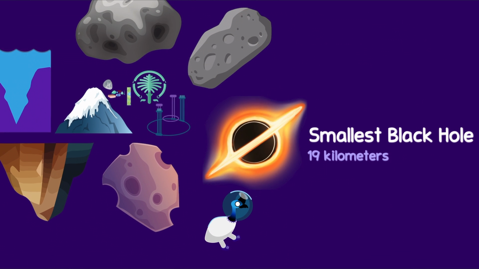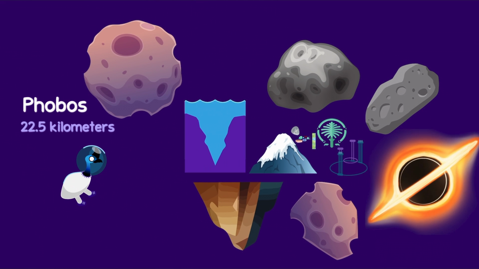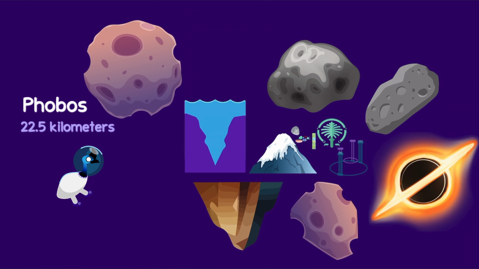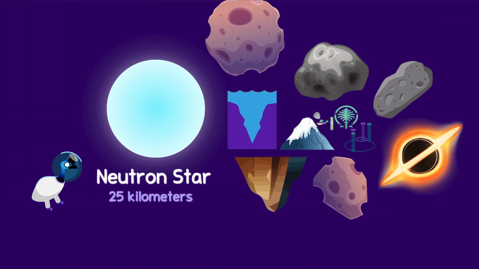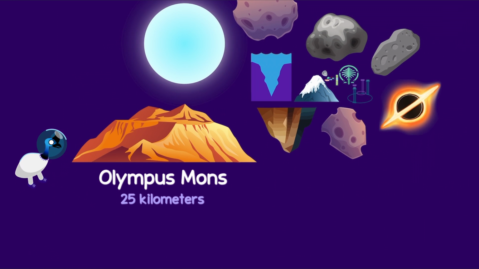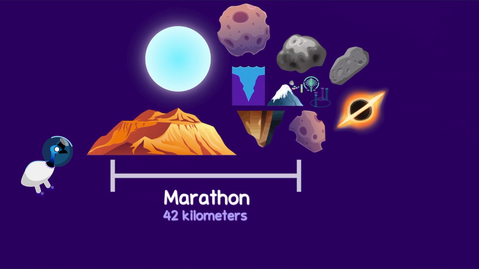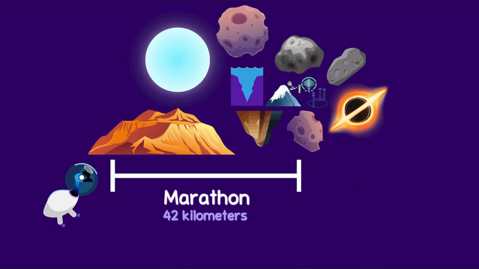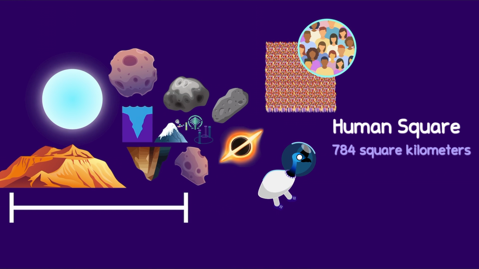Smallest black hole, 19 kilometers. Phobos, 22.5 kilometers, the larger of Mars's 2 moons. Neutron star, 25 kilometers, dense remnants of a massive star. Olympus Mons, 25 kilometers, the biggest volcano on Mars. Marathon, 42 kilometers. Human square, 784 square kilometers. This is if all 7.8 billion humans were standing next to each other in a square shape.